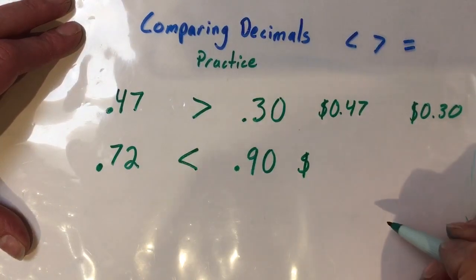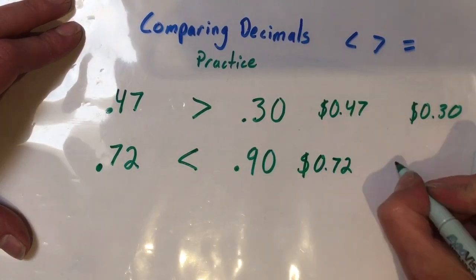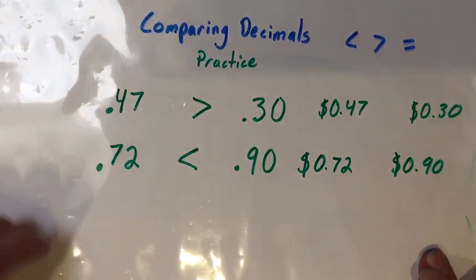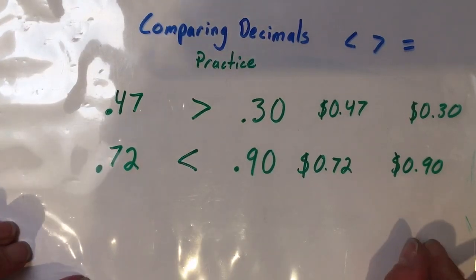Let's quickly write those as money. This time I have my dollar symbol. So I have 72 cents or 90 cents. And remember, you can always write them as money if that helps you out, because sometimes that just works best for our brain.